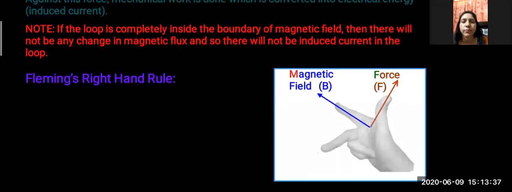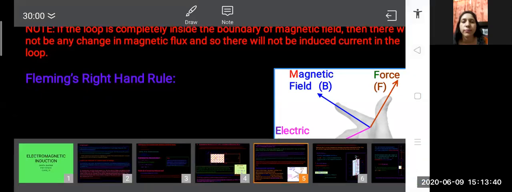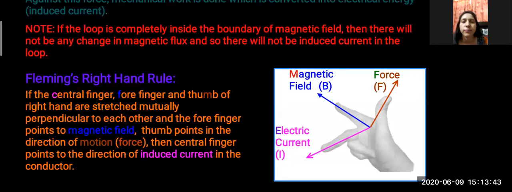According to Fleming's right hand rule, if the central finger, forefinger and thumb of the right hand are stretched mutually perpendicular to each other as shown in this figure, and the forefinger points to the magnetic field, the thumb points in the direction of motion or force, then the central finger points to the direction of induced current in the conductor.